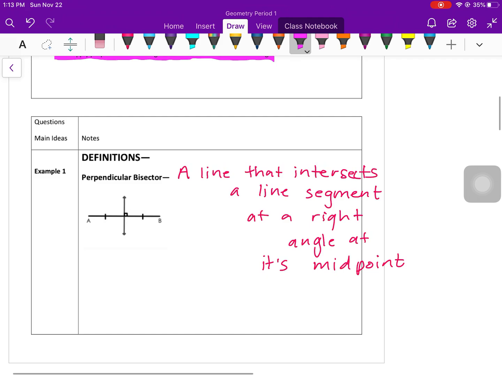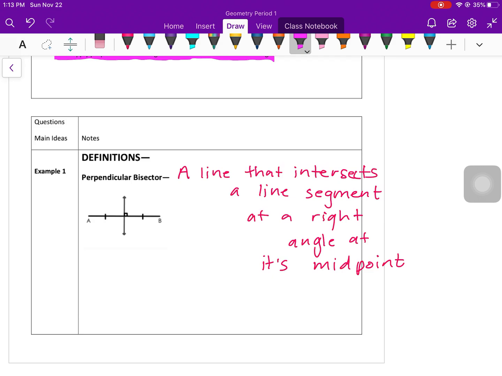So the first thing I want you to do is write down the definition of perpendicular bisector. Take a minute, pause the video here, and write down what I have written. All right, so we're back. You have that all written down.